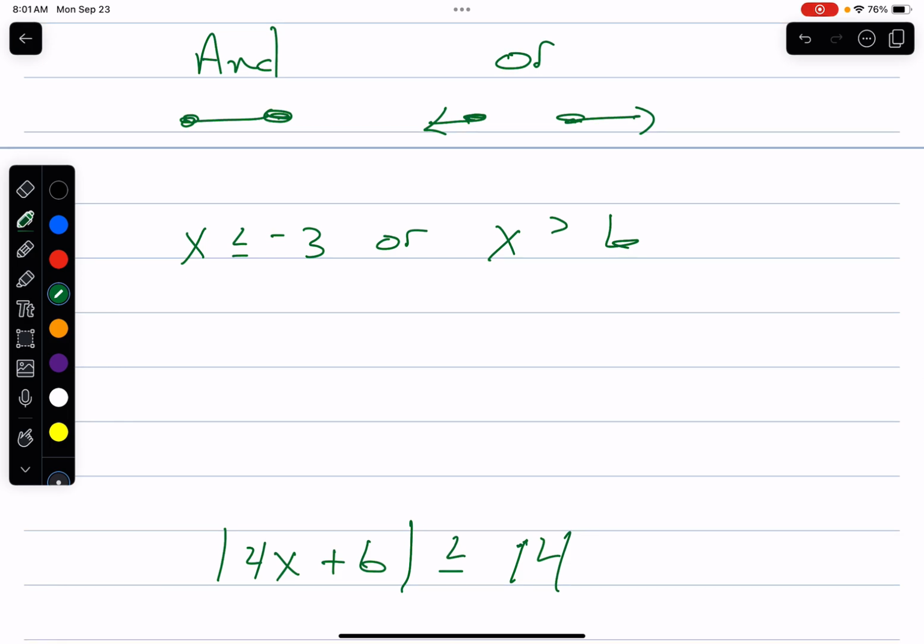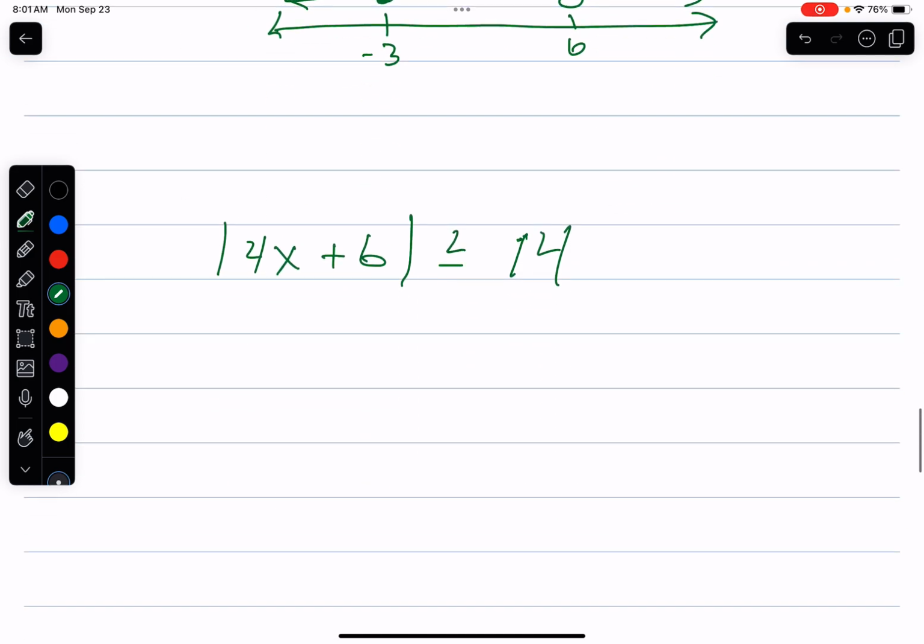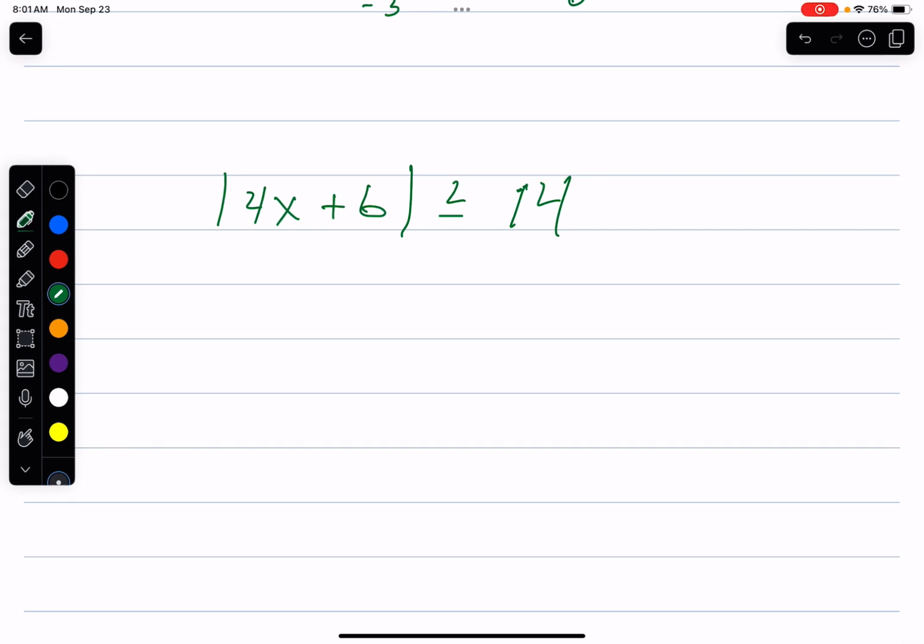Remember and or. So we got 3 and 6. I'm going to close the circle off because of that equal sign. I'm going to leave that circle open because there's not an equal sign. And remember absolute value. 4x plus 6 less than or equal to 14. This is an and problem.